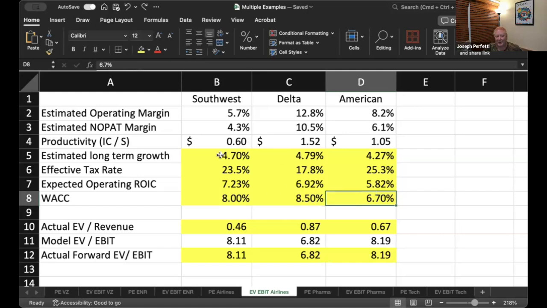Why is Delta trading at a discount to Southwest? Again, similar growth. Delta has a lower tax rate, 17.8%. That should be helping the EV to EBIT. They also have a little bit more of a negative spread, 6.92 versus 8.5. So the real reason is the 8.5. The driver for Delta's lower multiple is the WACC of 8.5% versus Southwest's 8. That's why they're really trading at a discount. Those are the operating multiples.